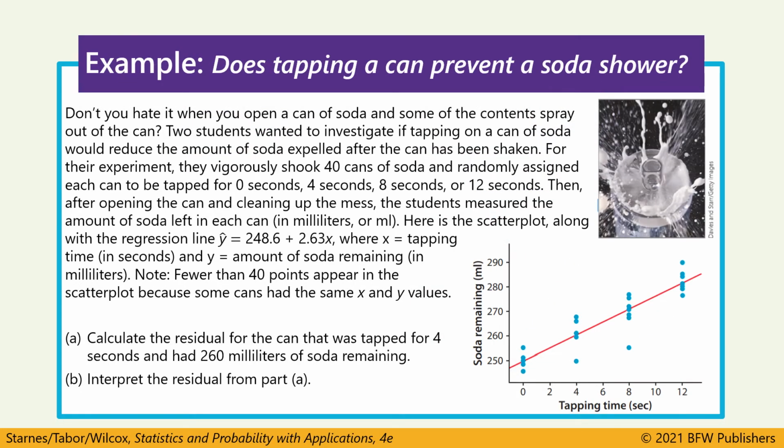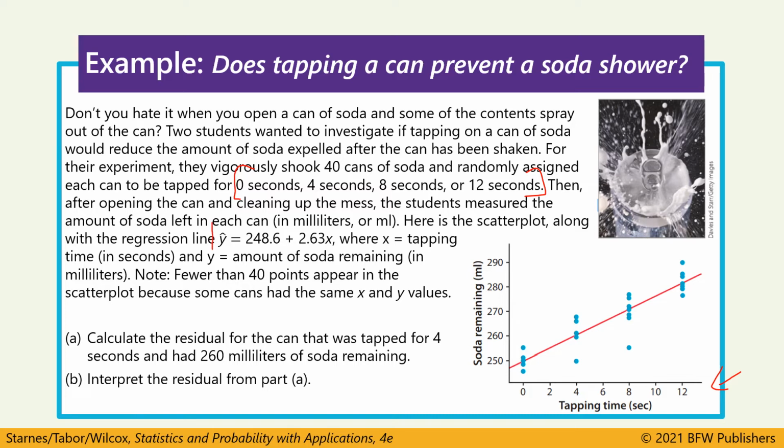Our next example is about soda cans that have been vigorously shaken and whether we can decrease the amount that it'll explode by tapping on the can for so many seconds. So we can see the explanatory variable here is how long in seconds they've been tapping on the can, for these different values: 0, 4, 8, and 12 seconds. They then open it up, let the can explode, and measure how much volume is left in the can.